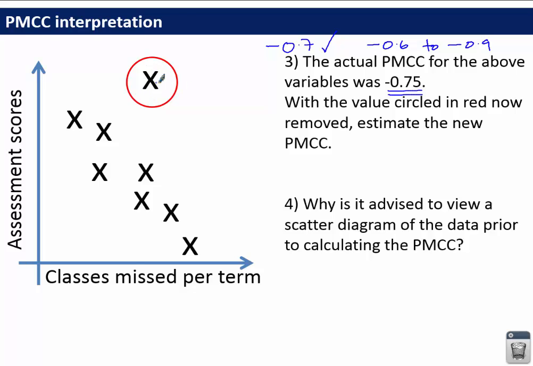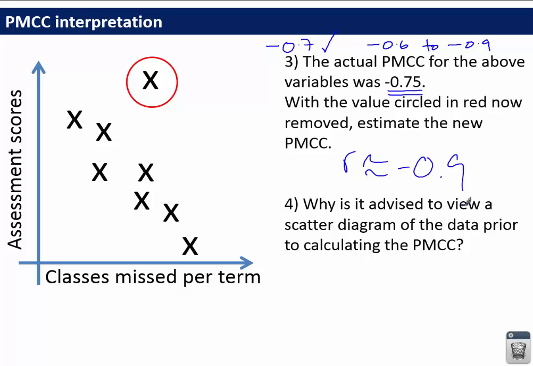Now if we remove this piece of data, the rest of our data is even more strongly correlated than all the data put together. So I'd think my correlation will get stronger. So instead of minus 0.75, I think my correlation may now be maybe minus 0.9. Do you agree with me, sir?